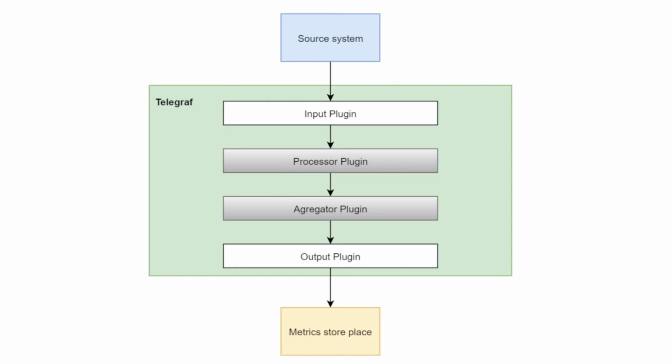Aggregator, that's also an optional plugin, which is typically for emitting new aggregate metrics, such as running mean, maximum, minimum, or standard deviation. And we have the output plugin, which defines where Telegraf will deliver the collected data.